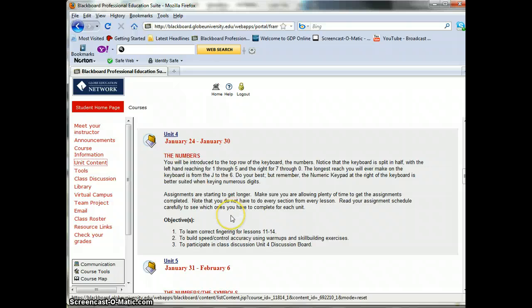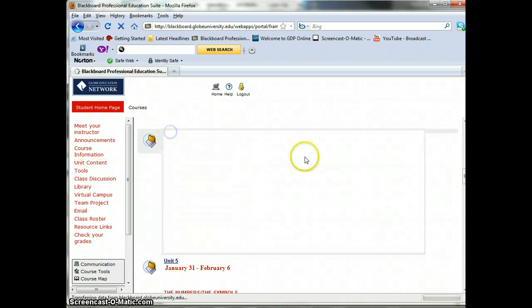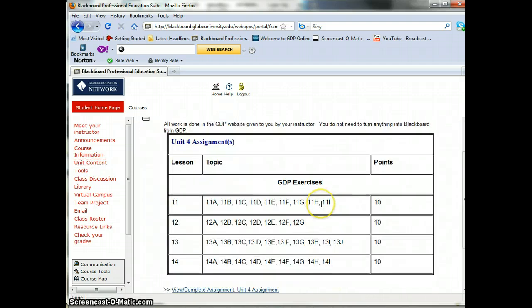sure that you are allowing plenty of time to get the assignments completed. Note that you do not have to do every section from every lesson. Read your assignment schedule carefully to see which ones you have to complete for each unit. For an example, for unit number 4, we always go here and look. This is lesson 11. We're going to complete the exercises here, 12, 13, and 14.